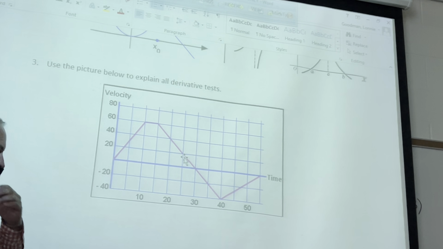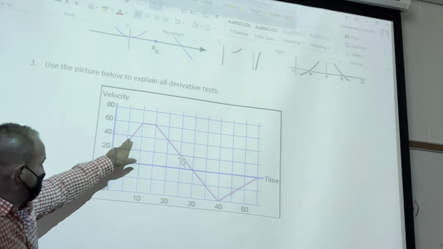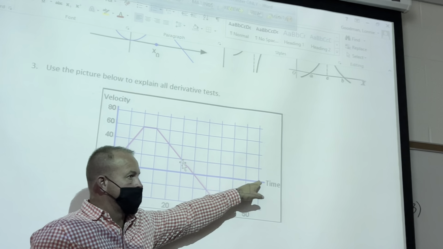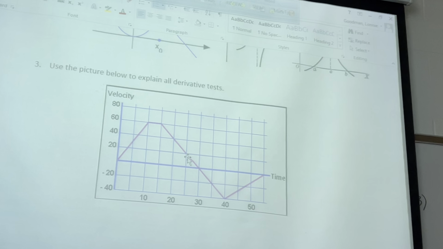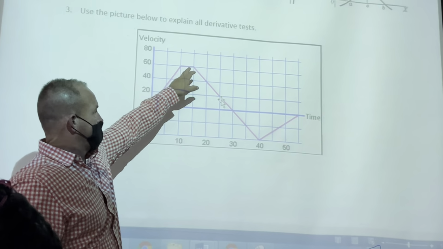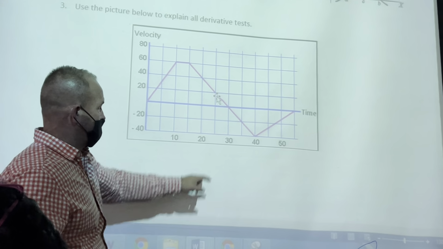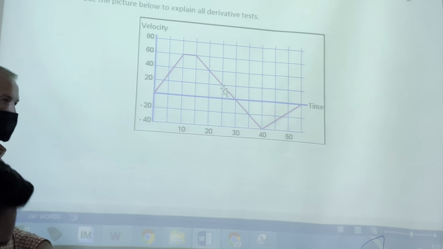Position is concave up where velocity is increasing. It occurs from here to here and from here to here. That's where position is concave up. Position is concave down where velocity is decreasing. That occurs from here to here. Not from here to here, sorry, and here to here. It doesn't occur at 30.